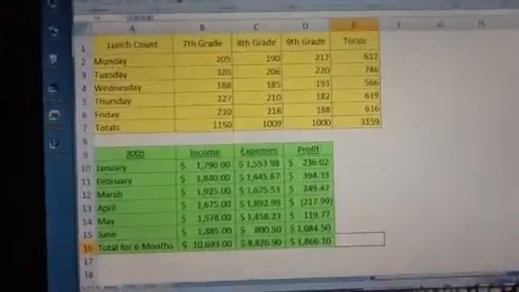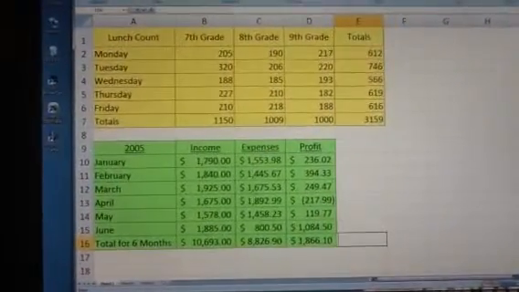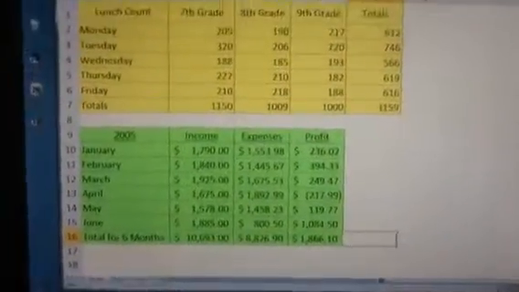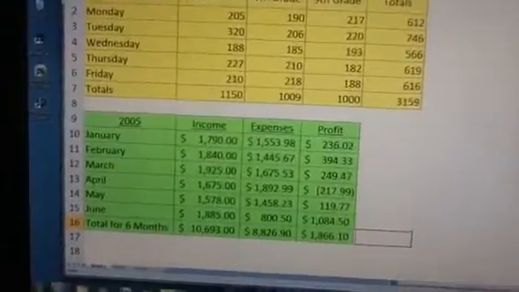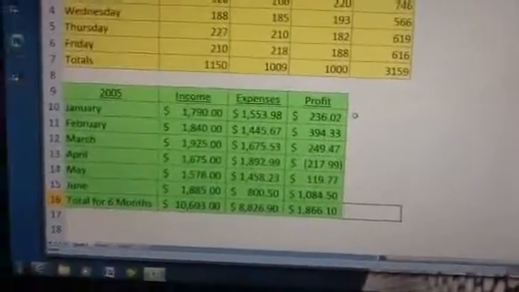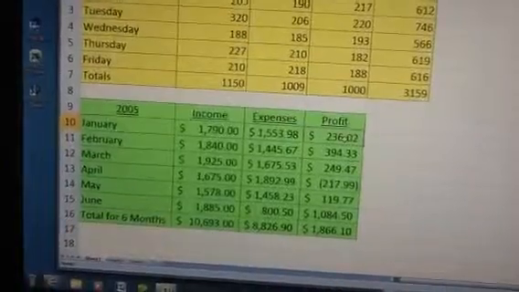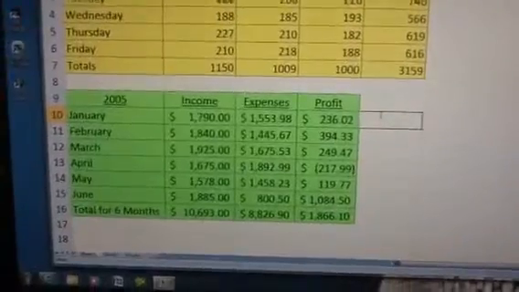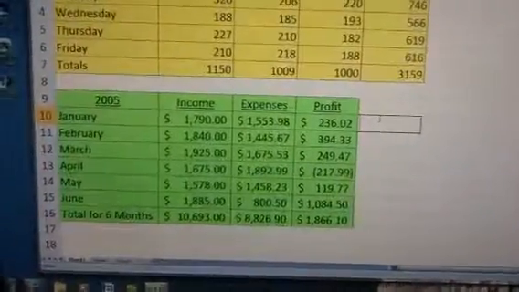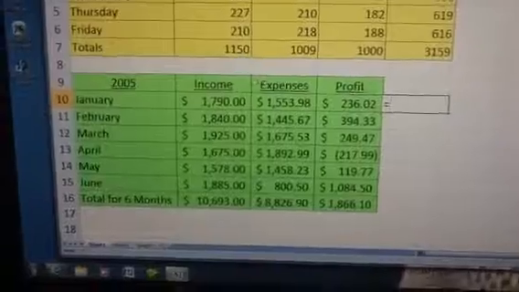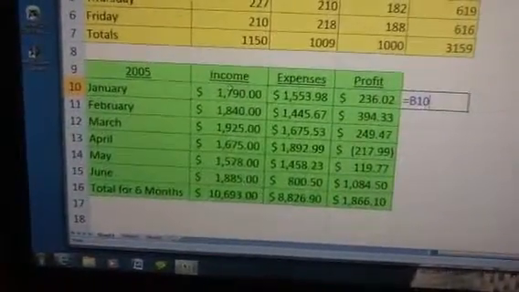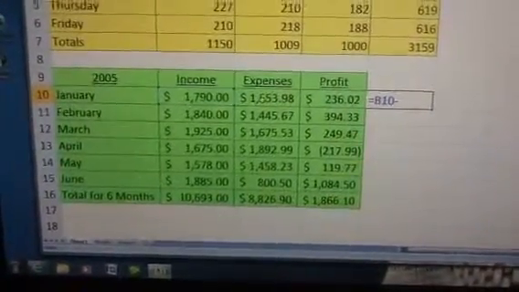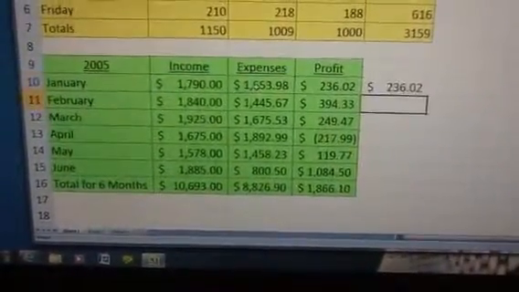The only thing that I noticed that was coming up on some people was they would figure out the profit correctly. To find out the profit, they would select the cell, type the equal sign. I'll do it over here just for a demonstration. Equal sign. They would take the cell income minus, put the minus sign, and the expenses, and come up with the answer.